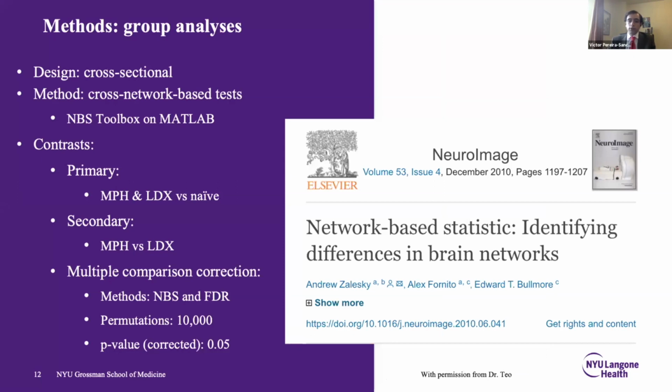As for group comparisons, we used a cross-sectional analysis of the functional connectivity across networks, setting a matrix to include the connectivity of each of the 10 networks with all the others. We used the network-based statistic tool in MATLAB. Our primary contrasts were between the 2 groups treated with the stimulants, both separately and combined, against the treatment-naive group. A secondary contrast compared the 2 treated groups to each other. Multiple comparison correction was conducted with a false discovery rate method using permutations.